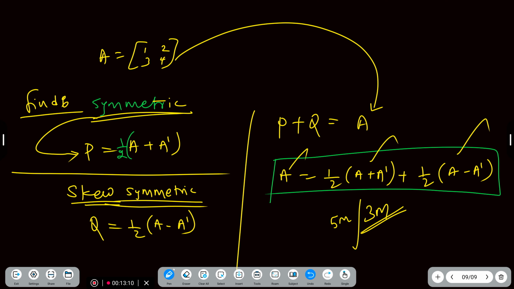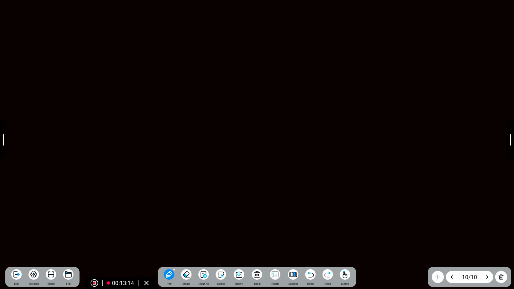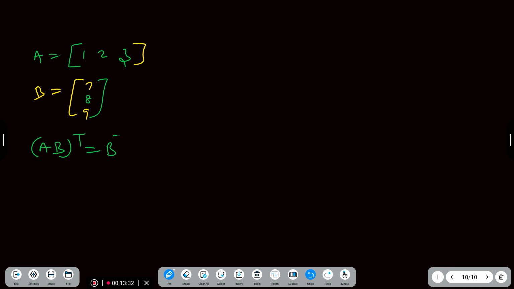Sometimes children, this type of question also will be given. A is equal to 1, 2, 3, and B is equal to 7, 8, 9. This is given, and they will ask to check this. They will ask this type of question, which is in the textbook.